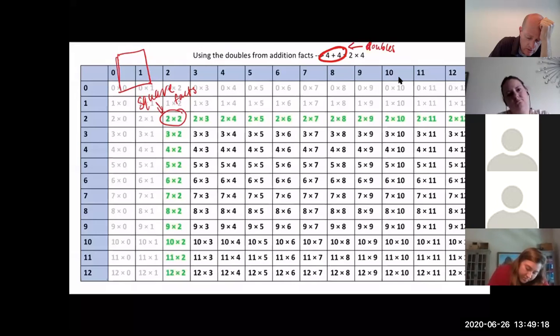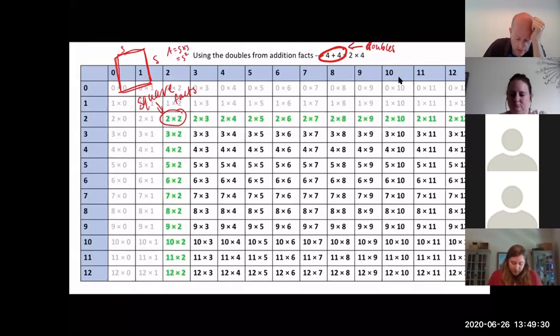Okay, if you have a square, you want to find the area. There's your side, and there's another side. You multiply them. Area is equal to side times side, or side squared. Okay? So we call them the square numbers. And in the future, 8th graders will learn about square roots, which is the opposite of squaring. Okay? So that's why we call it square facts.